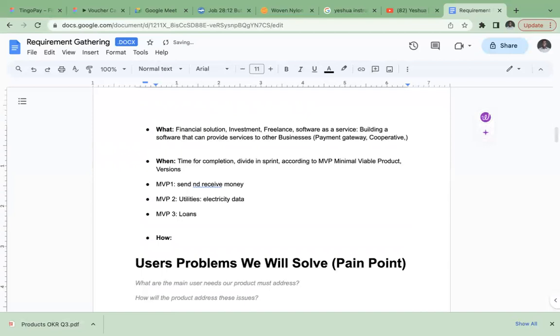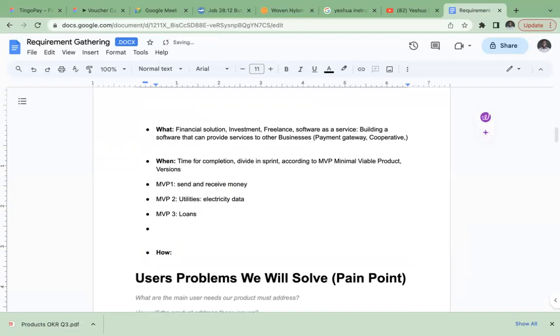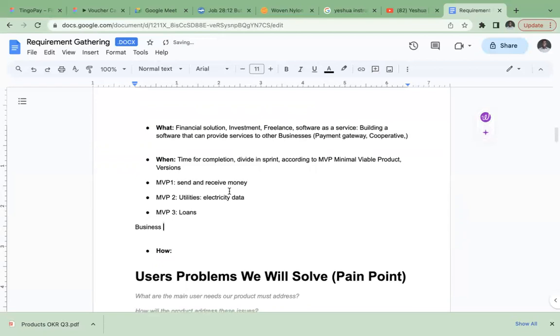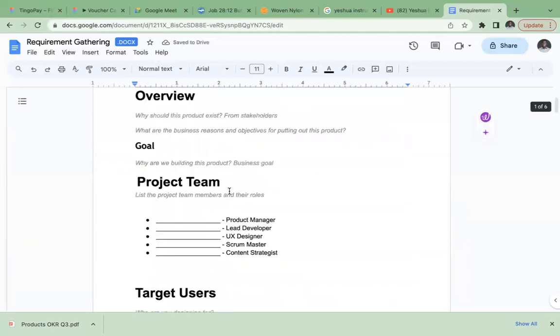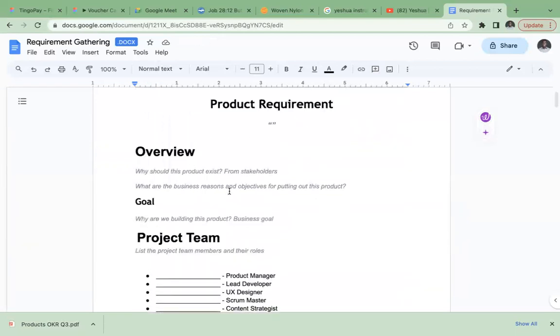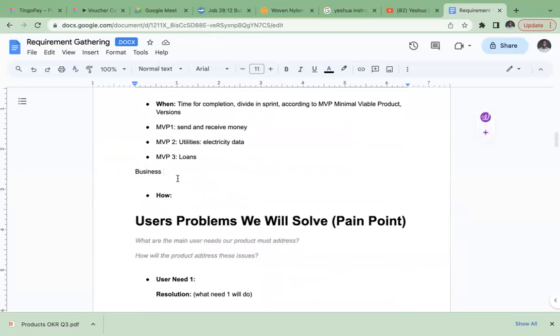Understand? So, can you see that your when, basically, you must be able to have drafted out your MVP. And this MVP is tied to business development of what we saw here. Business goal. Do you understand? According to the business goal.